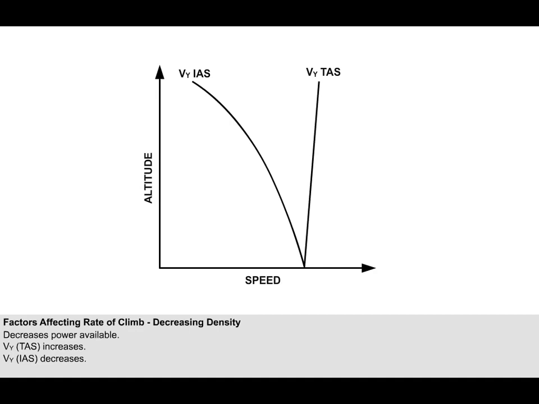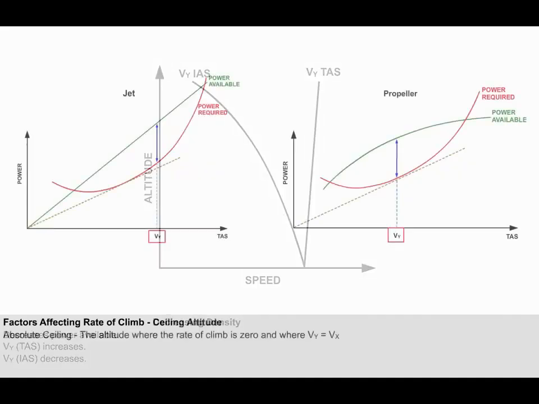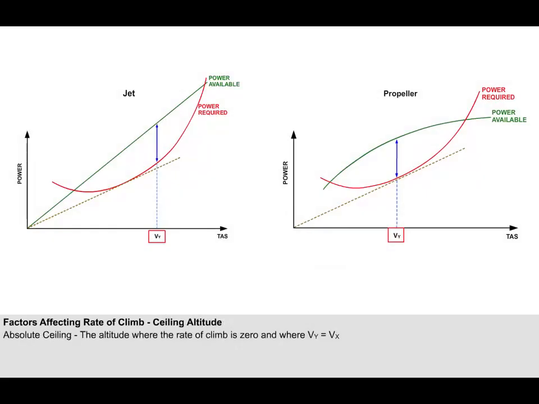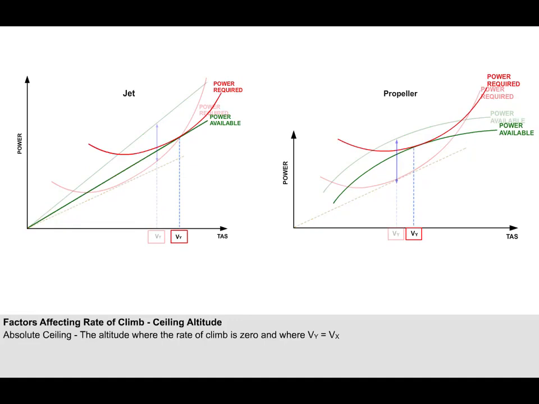So, in summary, reduced density decreases the indicated airspeed of Vy and decreases the rate of climb. The higher the aeroplane flies, the more the excess power available diminishes, and therefore the maximum achievable rate of climb will decrease. There will be an altitude where the excess power available decreases to zero, as shown. Therefore, the rate of climb will also decrease to zero. This altitude is known as the absolute ceiling.